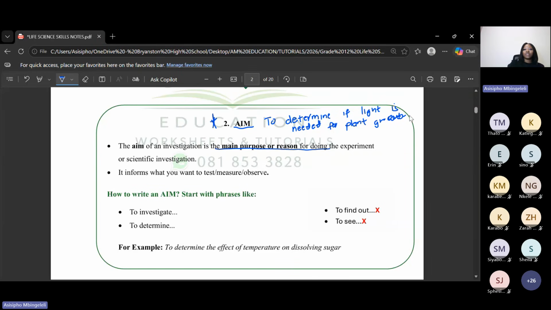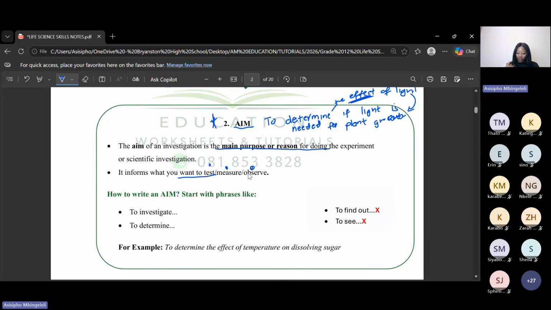They'll say researchers investigated the effect of the effect of light on plant growth. I can even phrase it like that, to determine the effect of light on plant growth. So it depends on how they phrase it. But once they phrase it with the effect of, they have given it to you. That is your aim. Your aim is going to inform you what has been tested, what has been measured, and what has been observed.